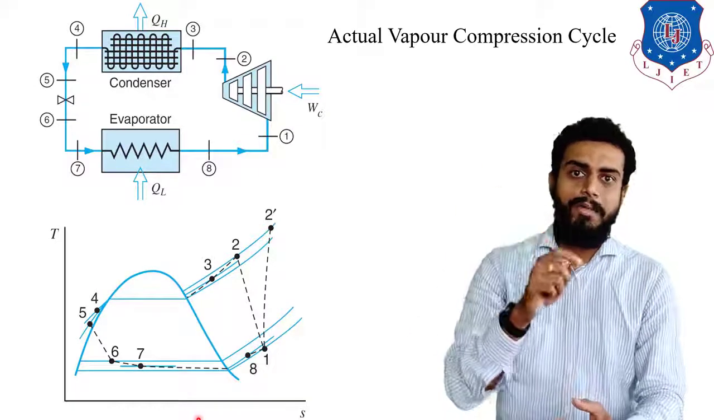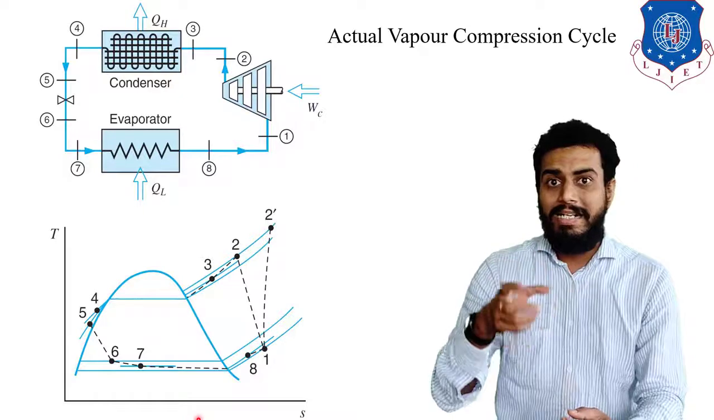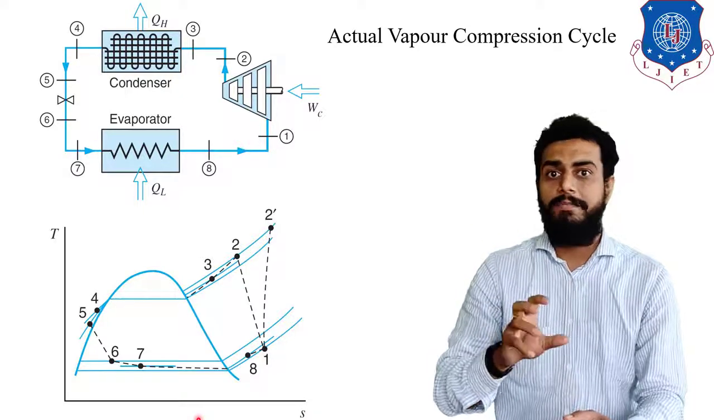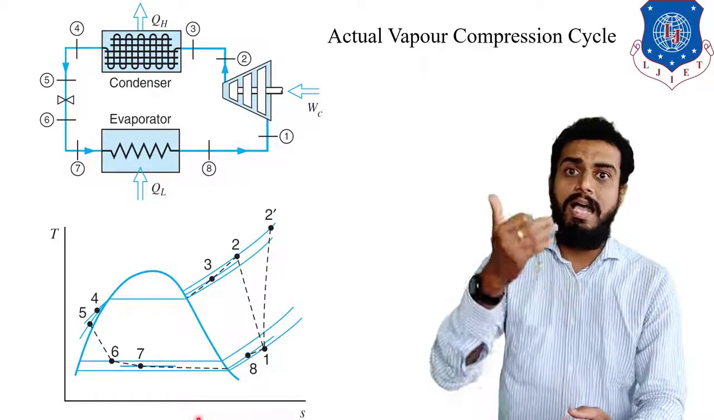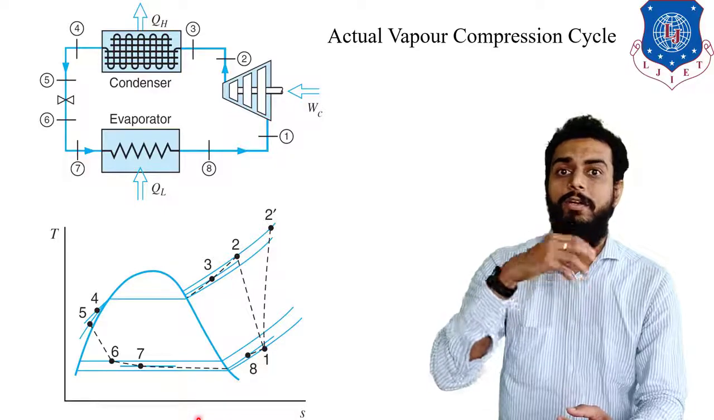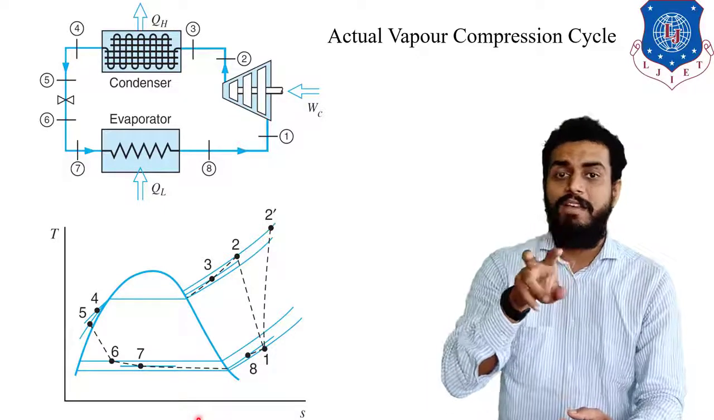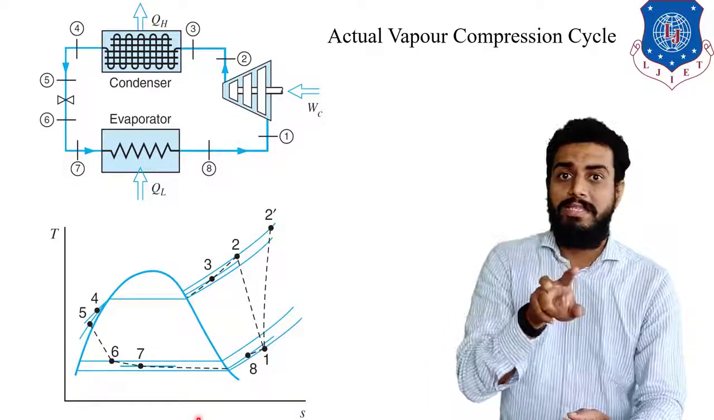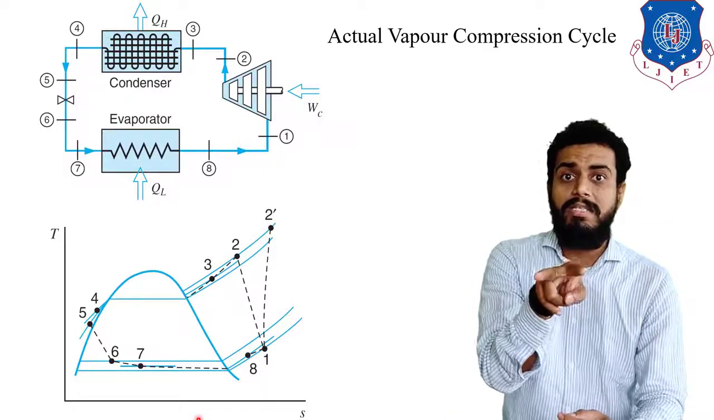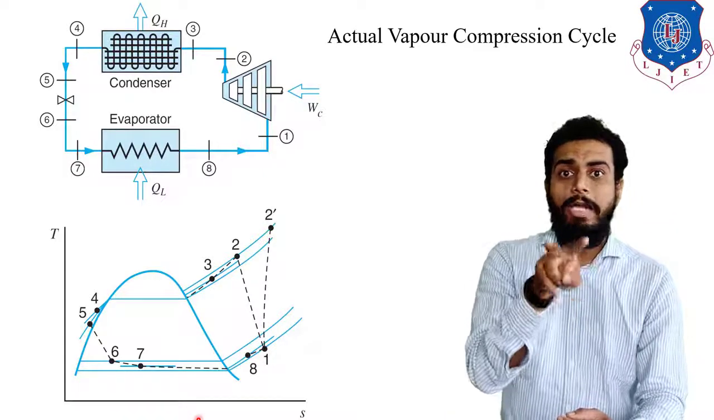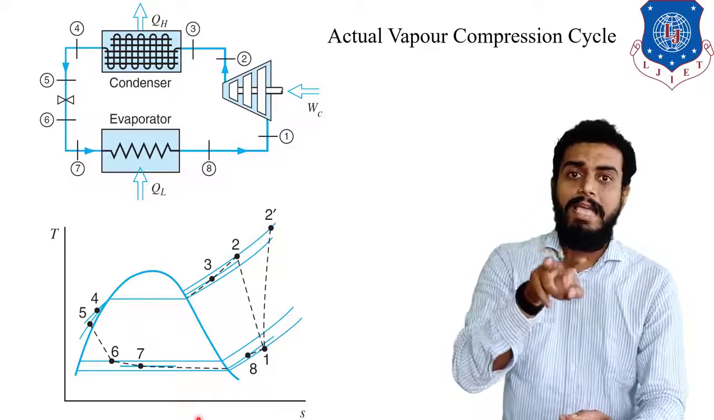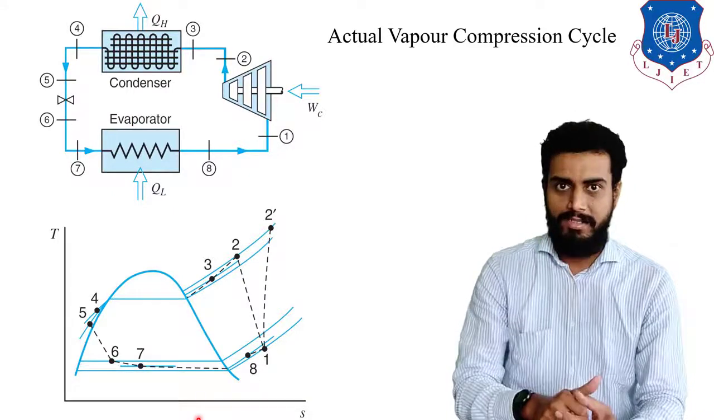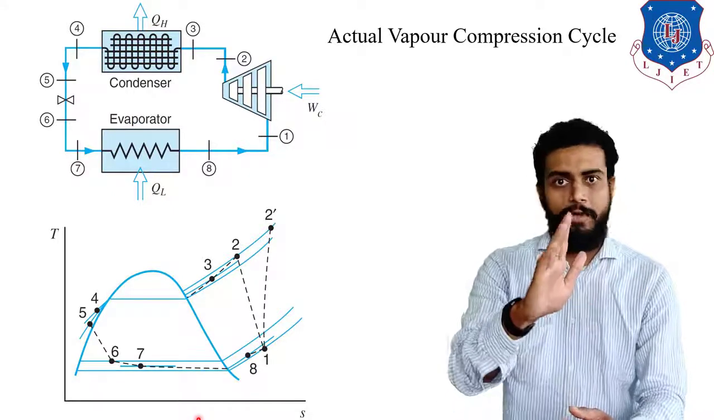Now remember, students, I have already told you that these are property diagrams. So irreversible processes are generally denoted by dotted lines. That is why here 1 to 2 and 1 to 2 dash are the two possibilities in an actual compressor. They are shown by dotted lines. Clear? So that is all for the compressor.